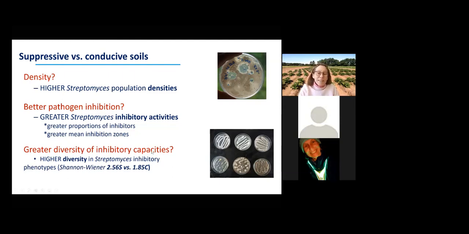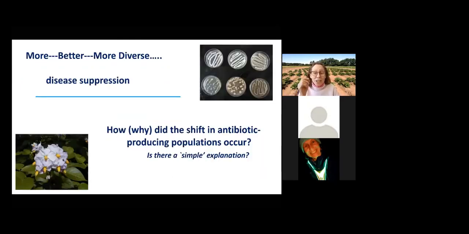And we did find that the suppressive Streptomyces populations collectively had a much higher diversity of inhibitory phenotypes. In a nutshell, the suppressive soil Streptomyces community was fundamentally and significantly different than the Streptomyces community in the conducive soil, in that there were more Streptomyces, they were better at killing plant pathogens, and they had a wider diversity of phenotypes or chemical strategies for killing pathogens. And this was correspondent with disease suppression. So that's a description of how they differ.